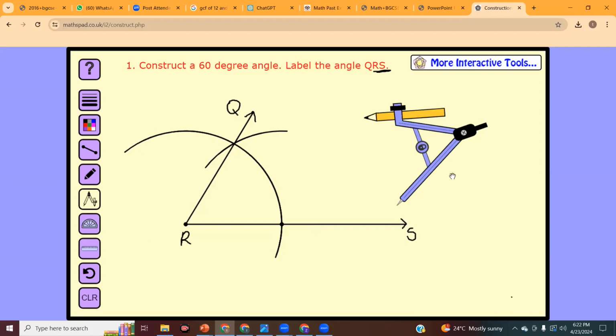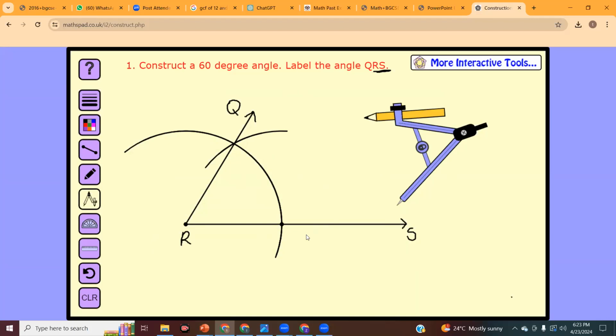Good. Now, Nivea Gordon, can you walk us through how we got this answer? How we got QRS? How we constructed the angle?